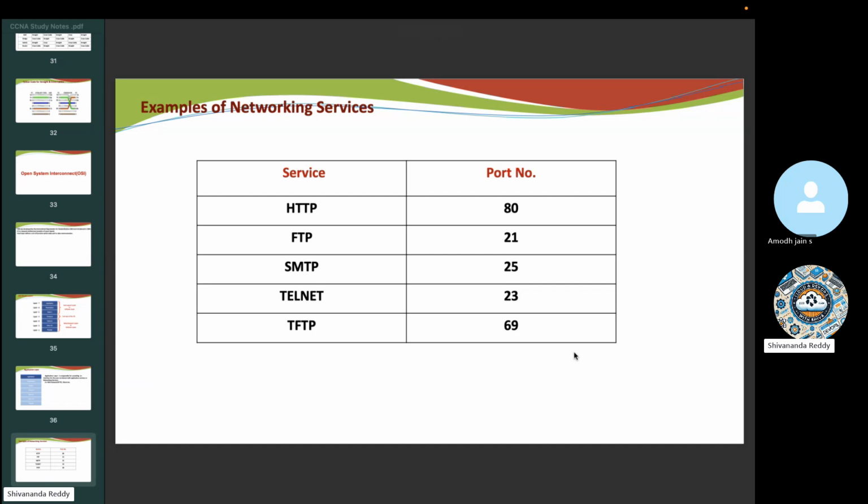Then what are the different types of services? I mentioned the port numbers, right? Remember these port numbers, guys, because in the interview they will ask about these port numbers only. HTTP is 80, FTP is 21, SMTP is 25, telnet is 23, TFTP is 69. Like this, the port numbers are there, and we can make use of these port numbers.